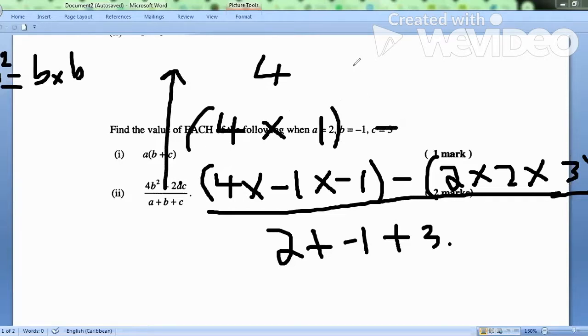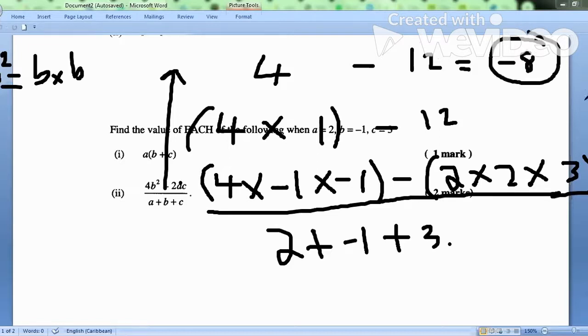All right, now let's see. 2 2s is what? 4. 4 3s is what? 12. It's 12, not true? What is 12 minus 4? 8. Negative 8. So the numerator, ladies and gentlemen, is negative 8. Let's go down here.